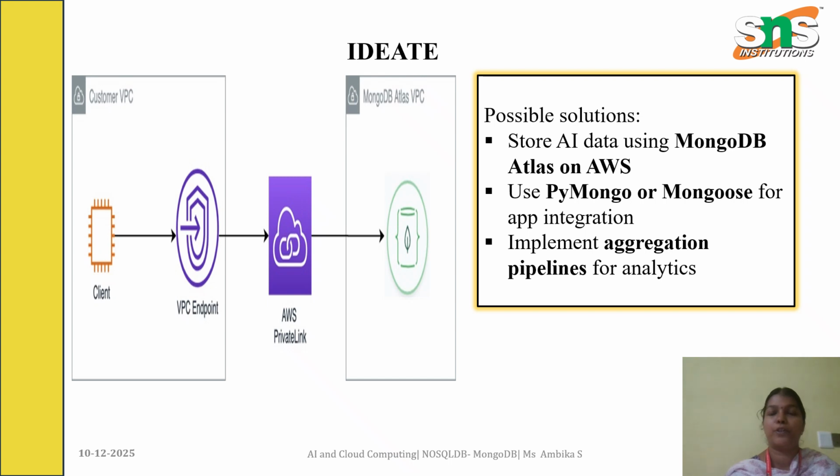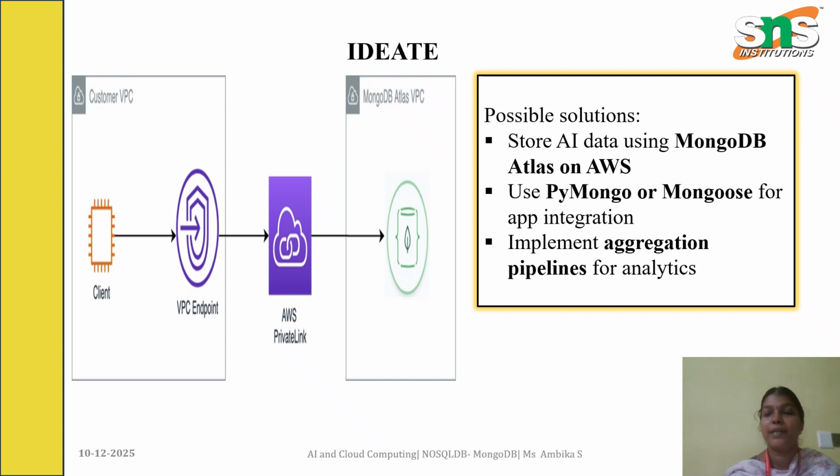These are the possible solutions. Store AI data using MongoDB Atlas on AWS, which involves leveraging the capabilities of both platforms to manage and analyze generative AI datasets. Next, we can use PyMongo or Mongoose for app interaction. Mostly Mongoose is preferred because of advantages like object data modeling, middleware support, schema validation, and model management.